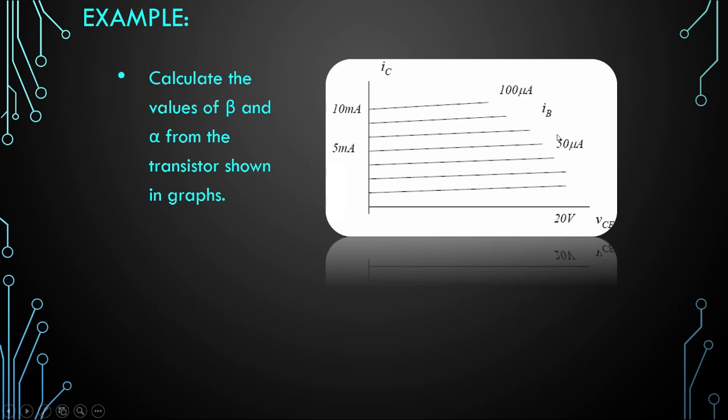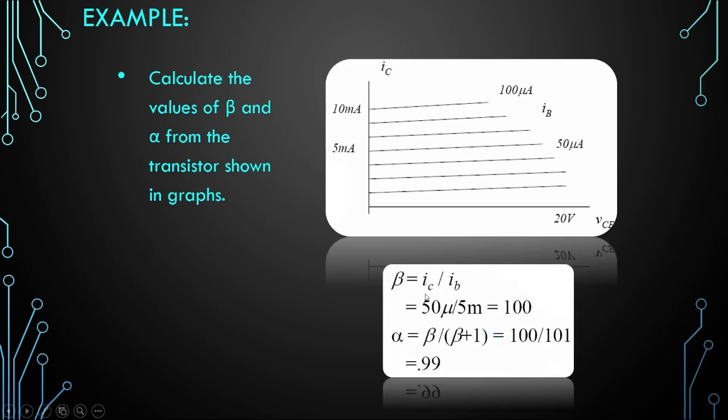So if we consider this particular place where IC is 5 milliampere and IB, the input, is changed to 50 microampere, then we will apply the same formula, beta is equal to IC by IB. So IC is this particular value, 5 milliampere, by 50 microampere, right? So it is equal to 100. So if we have beta, we can calculate alpha. Alpha is equal to beta by beta plus 1. So we get this value as 0.99.